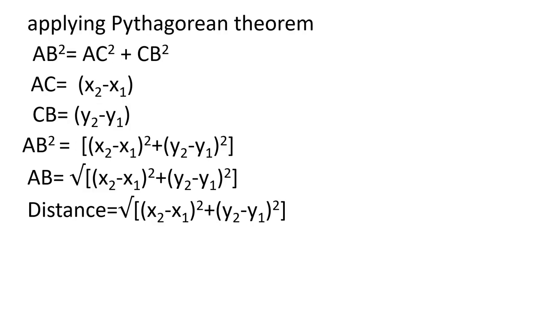Applying Pythagorean theorem, AB square, that is hypotenuse square, is equal to sum of the squares of the two sides containing the right angle, that is AC square plus CB square. So in place of AC I am going to substitute x2 minus x1 and in place of CB I am going to substitute y2 minus y1. So AB square is equal to x2 minus x1 whole square plus y2 minus y1 whole square. Now taking square root on both sides, AB is equal to square root of x2 minus x1 whole square plus y2 minus y1 whole square. So this is the distance formula for the 2 points x1, y1 and x2, y2.